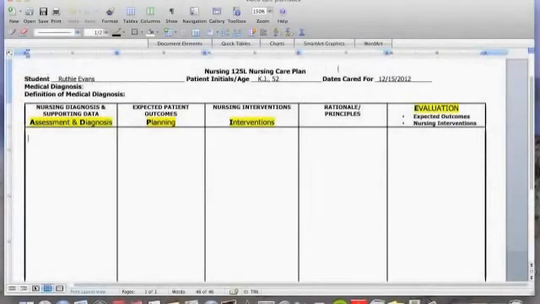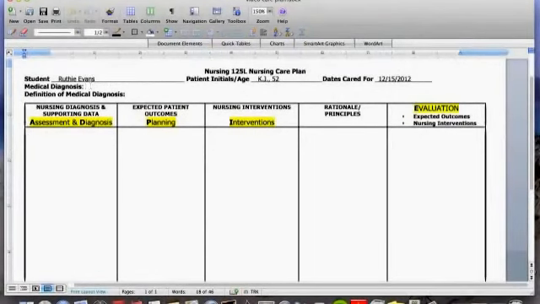And today I'm going to show you how to make your very own care plan. So I plugged in our information up here at the top, and we're going to continue on with this diagnosis of pneumonia. And okay, what's a definition?